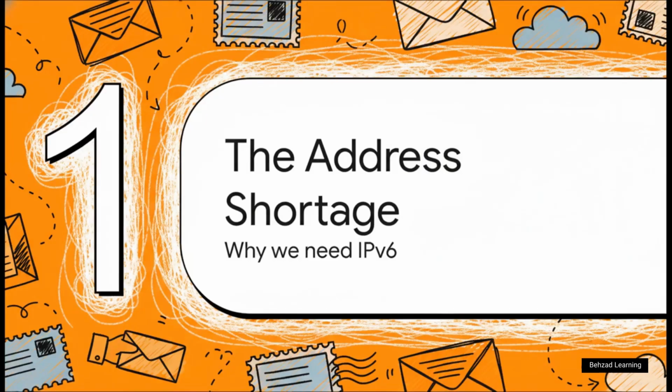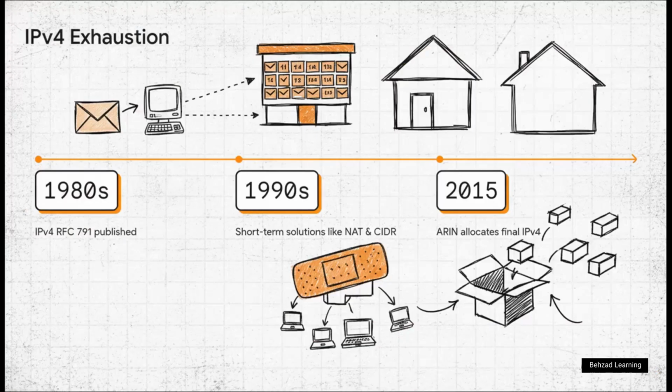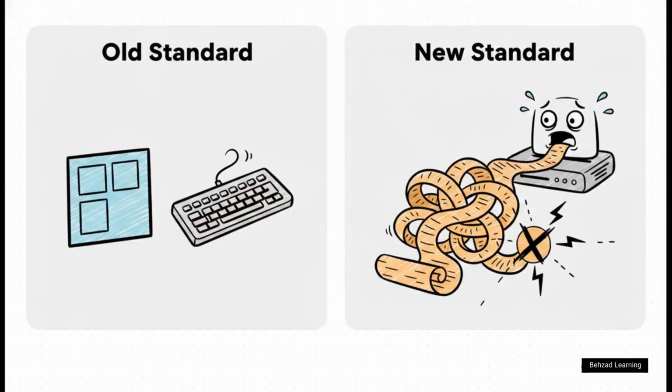Section 1. The Great Address Shortage. Think of IP routing kind of like the global postal system. To deliver a package, you absolutely need a unique address. Well, back in 2015, we essentially ran out of unique IPv4 addresses. We spent the whole 1990s creating these short-term band-aids like NAT to hide multiple devices behind one single address. But eventually, we just needed a much bigger neighborhood. So the architects of the internet bumped us up from a 32-bit space to a massive 128-bit space.